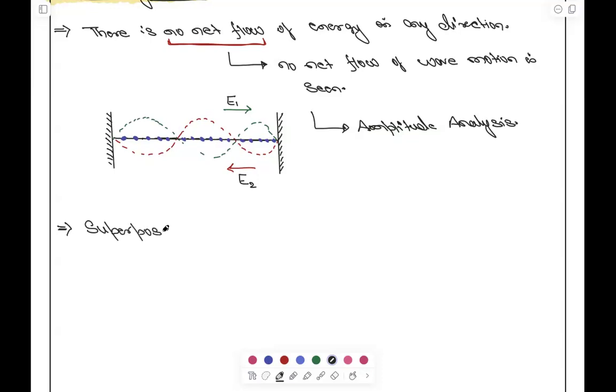Superposition can happen in any wave. But if this superposition is happening between coherent waves, anyone who can tell me the coherent wave?